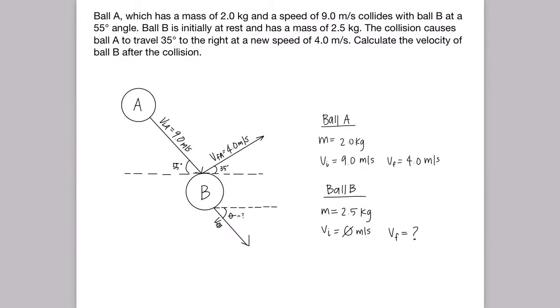Ball A, which has a mass of 2 kilograms and a speed of 9 meters per second, collides with ball B at a 55-degree angle. Ball B is initially at rest and has a mass of 2.5 kilograms. The collision causes ball A to travel 35 degrees to the right at a new speed of 4 meters per second. Calculate the velocity of ball B after the collision.